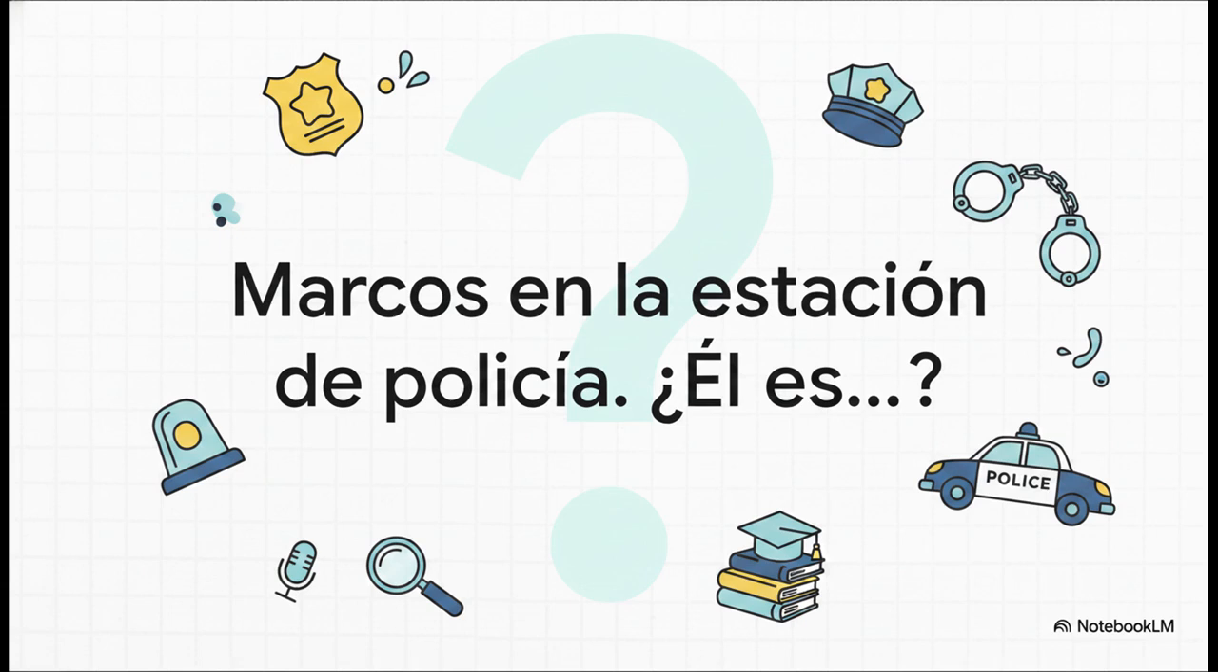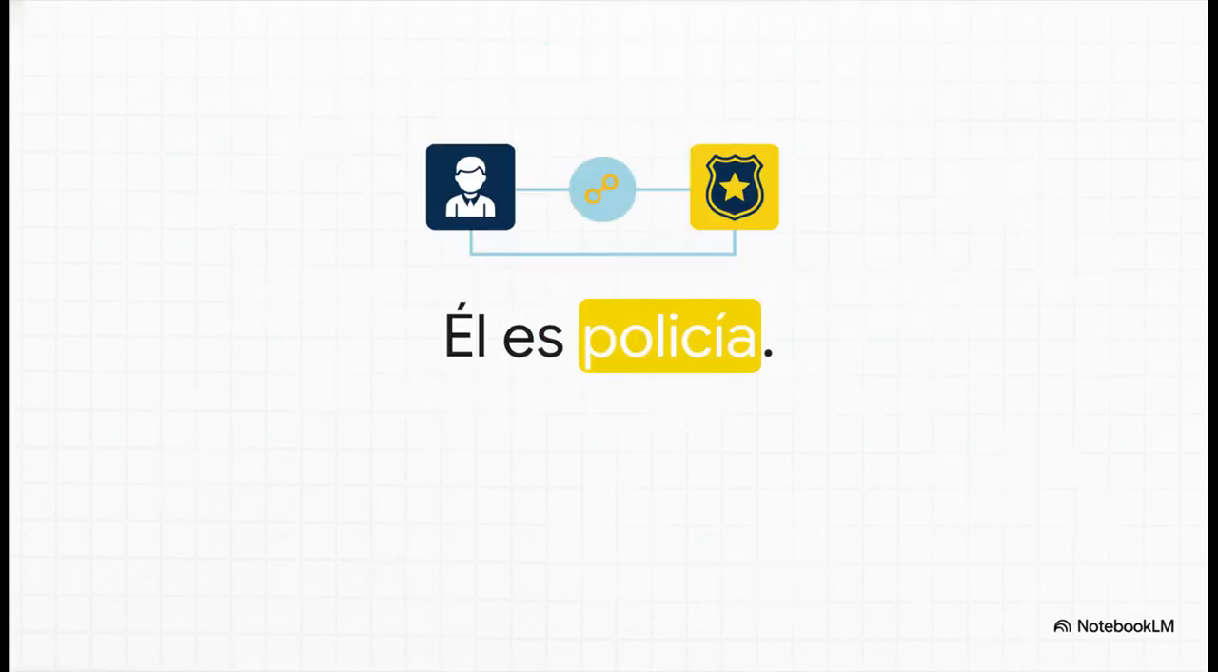Marcos trabaja en la estación de policía. Marcos works at the police station. So, how do we construct the sentence to say what Marcos is? Exactly right. Él es policía. He is a police officer. We use él because Marcos is male, es for the verb to be, and policía to bridge Marcos directly to his job at the estación de policía. You guys are doing great. Let's step it up a notch.